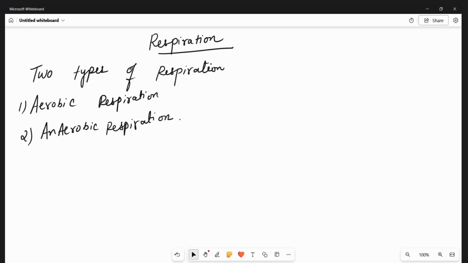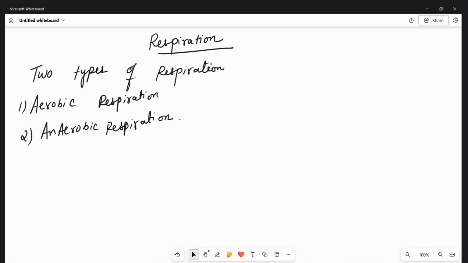So what happens in aerobic respiration? Glucose plus oxygen, we get carbon dioxide plus water plus energy. In anaerobic respiration, the energy is released in the absence of oxygen. So what is the difference between aerobic and anaerobic? Aerobic respiration uses oxygen to produce energy, whereas anaerobic respiration does not use oxygen. But in aerobic respiration, the energy released is much more when compared to anaerobic respiration.